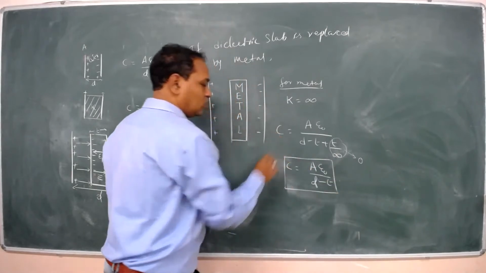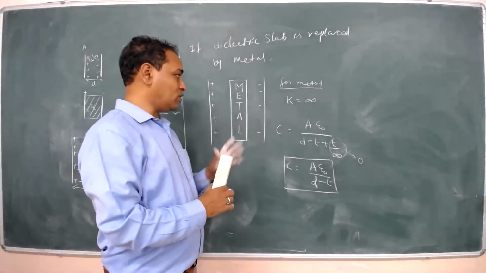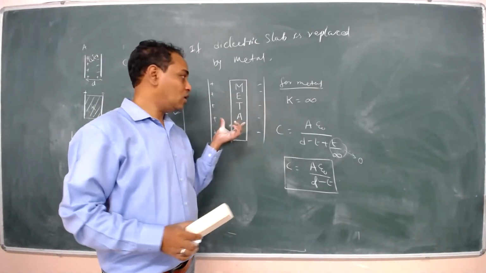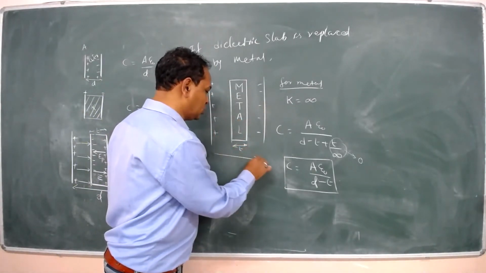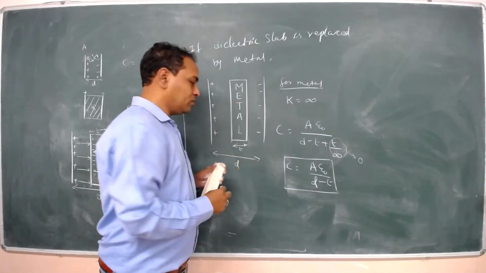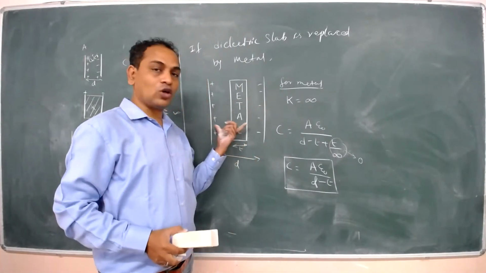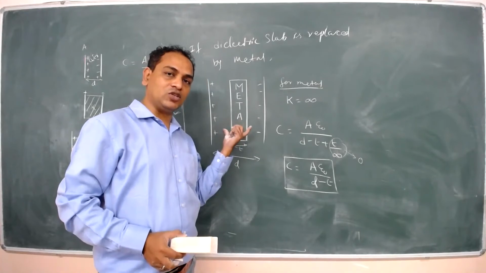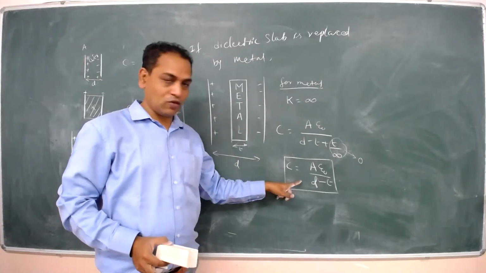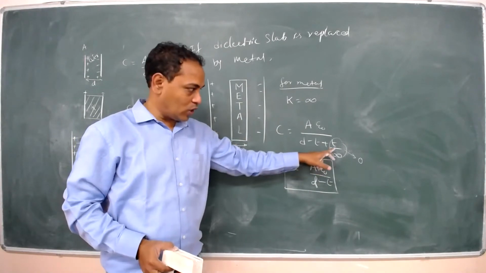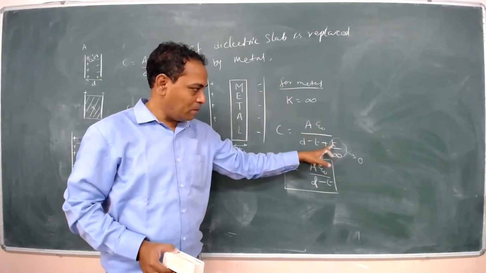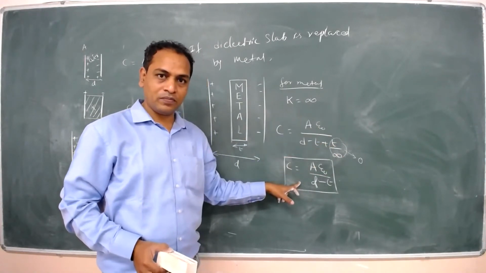So whenever a problem is given such that a metal of thickness T is kept in a distance D, and it asks what is the capacitance of this parallel plate when a metal is introduced, this is the formula we have to write. Simply from the general formula, we take K as infinity, make that term 0, and this is the formula.